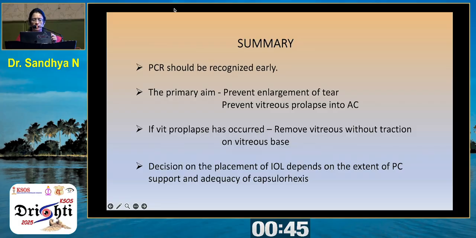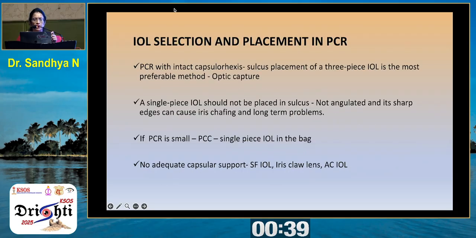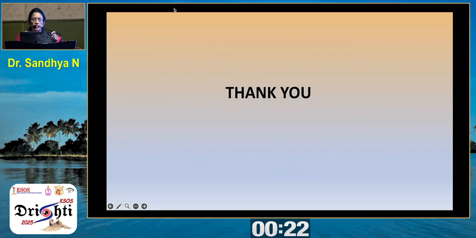And the decision on the placement of the intraocular lens depends on the extent of posterior capsule support and adequacy of capsulorhexis. In case of PCR with intact capsulorhexis, you can do a sulcus placement of the 3-piece lens with optic capture. And if PCR is small, you can convert it to posterior capsulorhexis, and a single-piece lens can be placed inside the bag. And SFIOL, iris claw, or AC lens can be considered if there is no adequate capsular support.